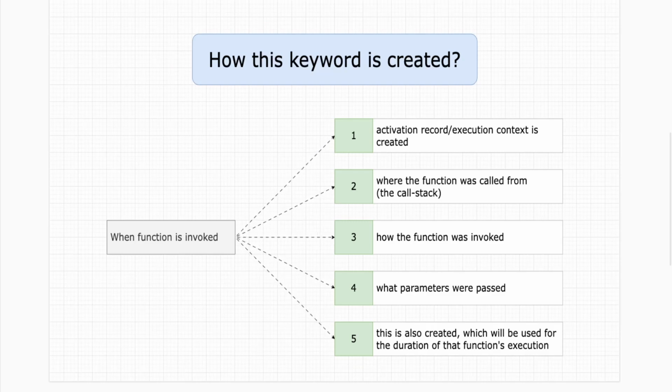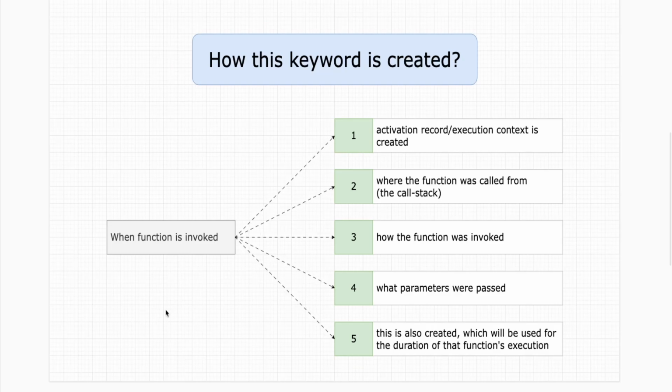And apart from all of this information, this keyword is also created, and this keyword will be used throughout the execution of that function. Which means the lifespan of this keyword is until the function is executed. So when we invoke the function, an activation record is created, and it stores all of this information, and with that information this keyword is also created and stored in that execution context. Great. So far so fine.